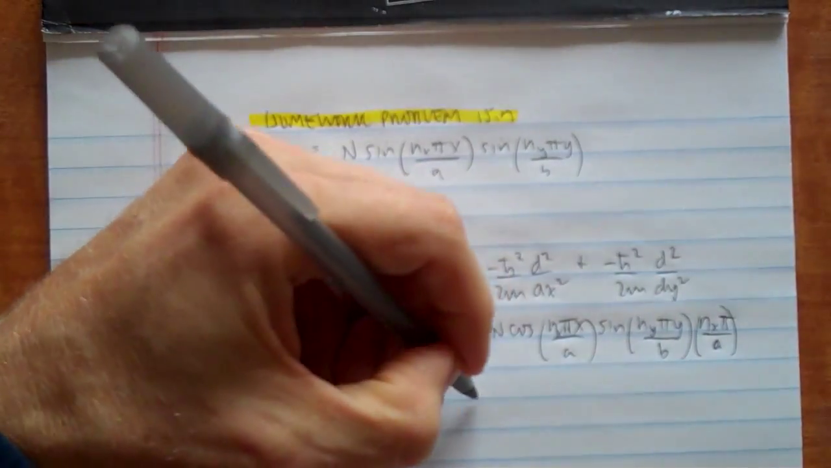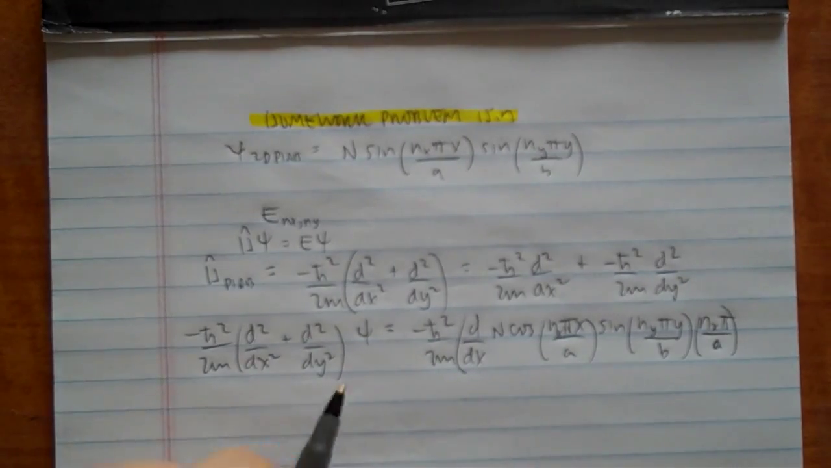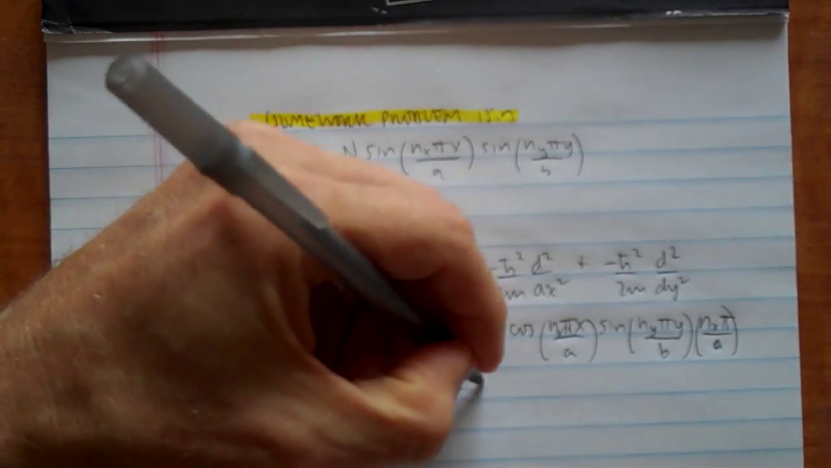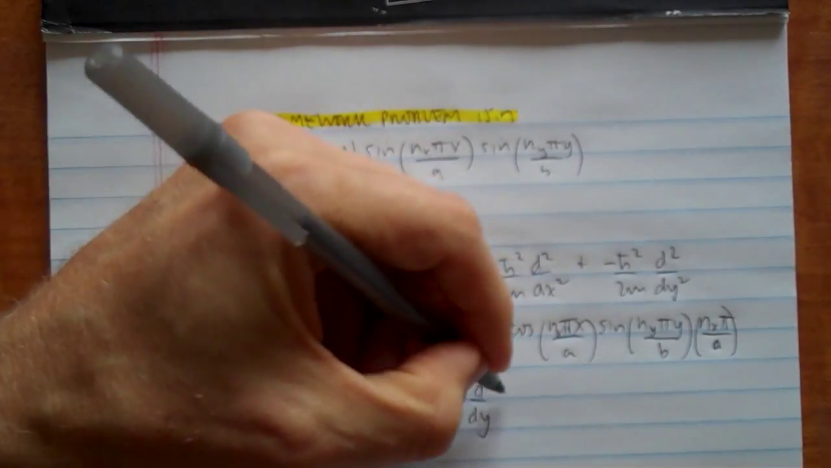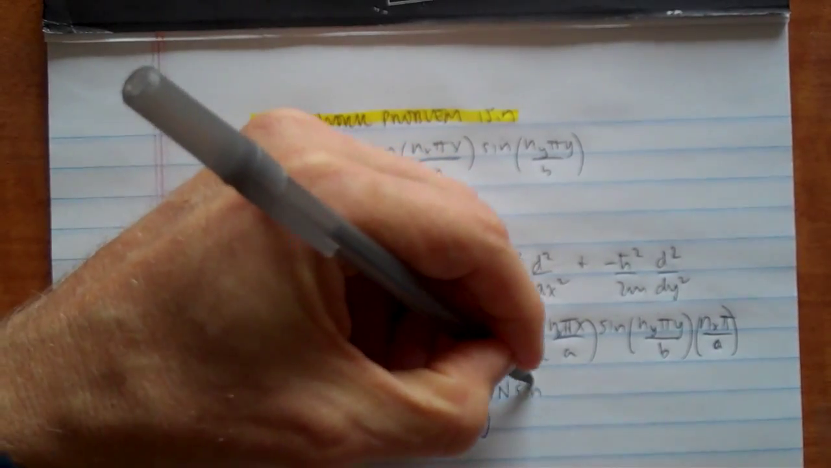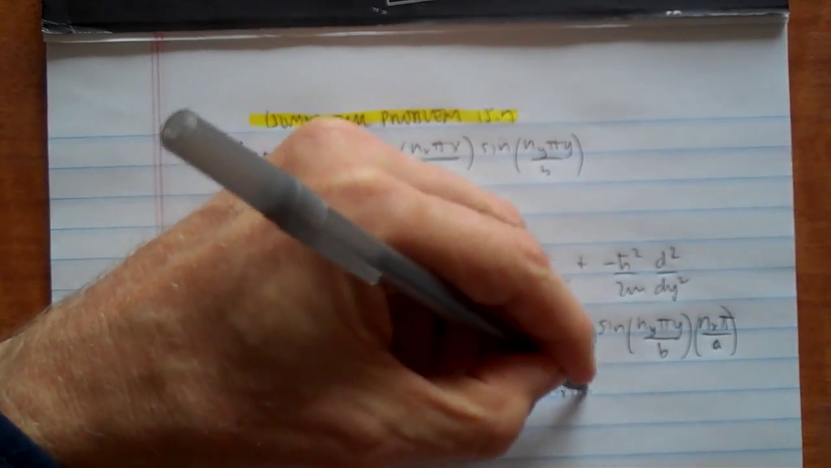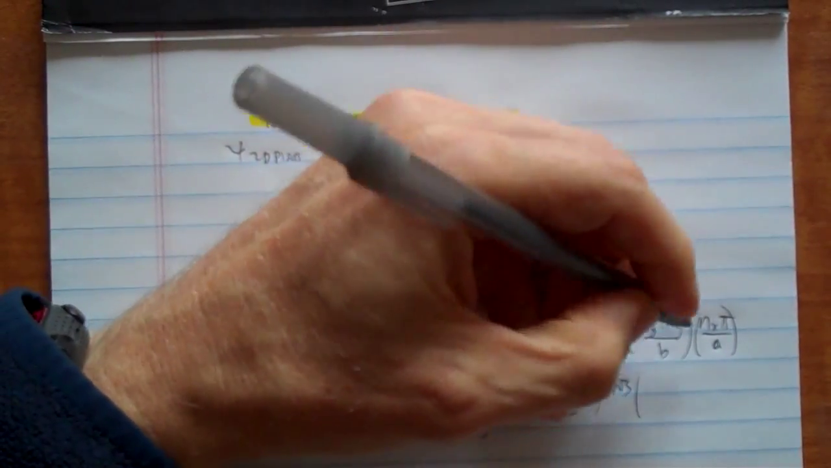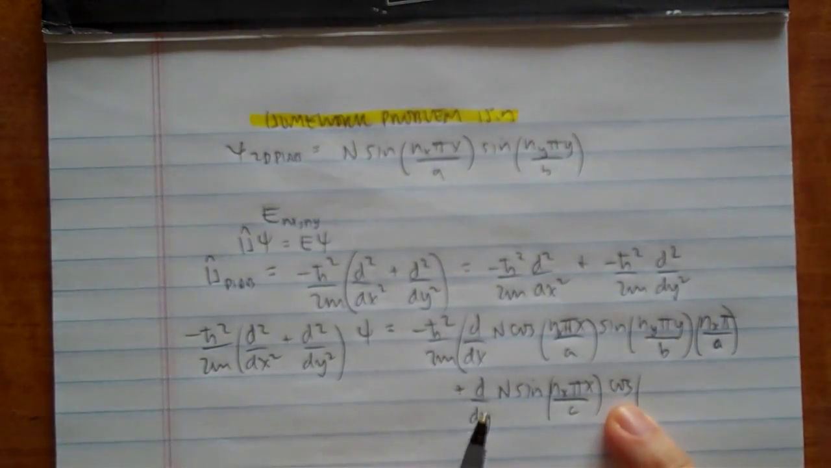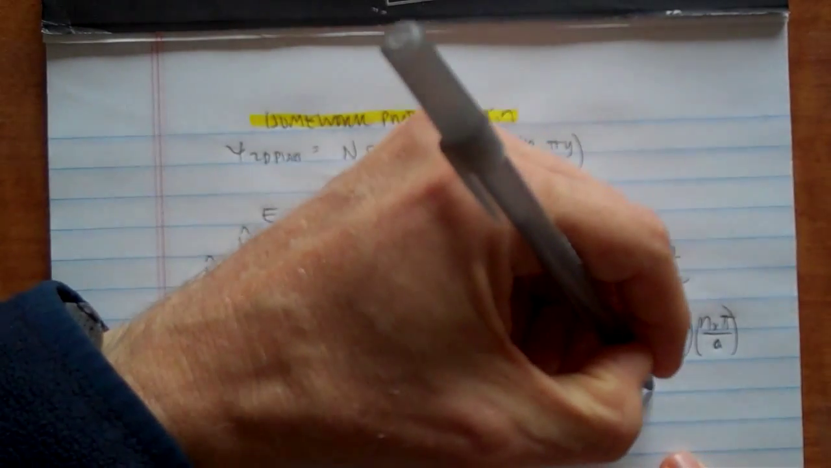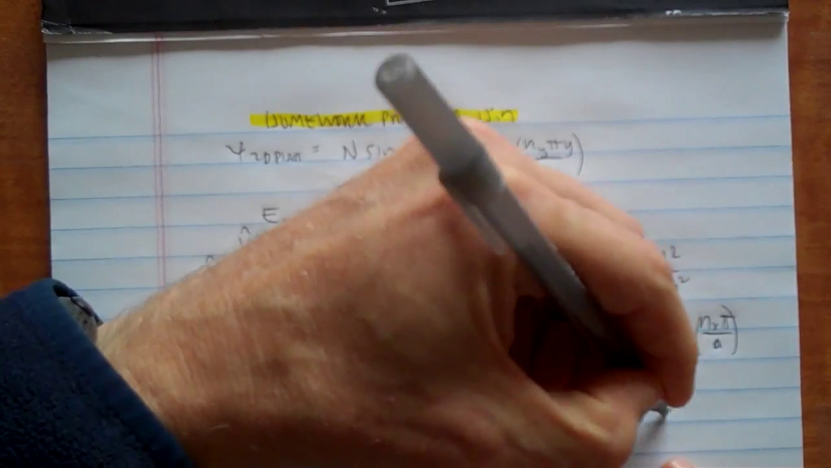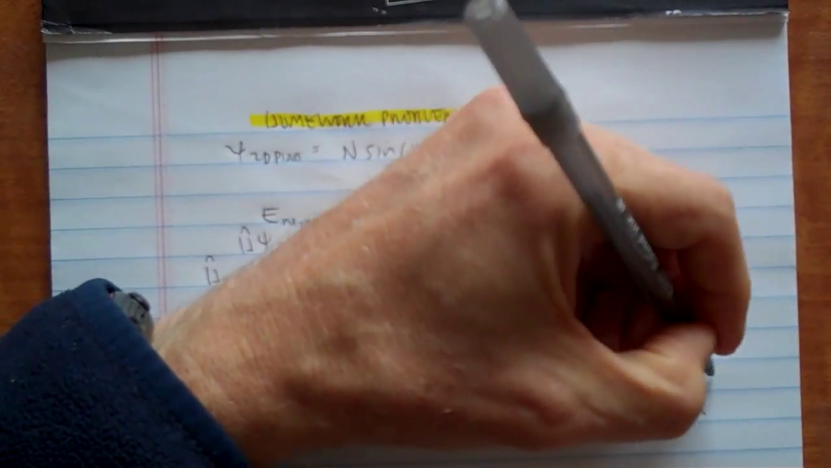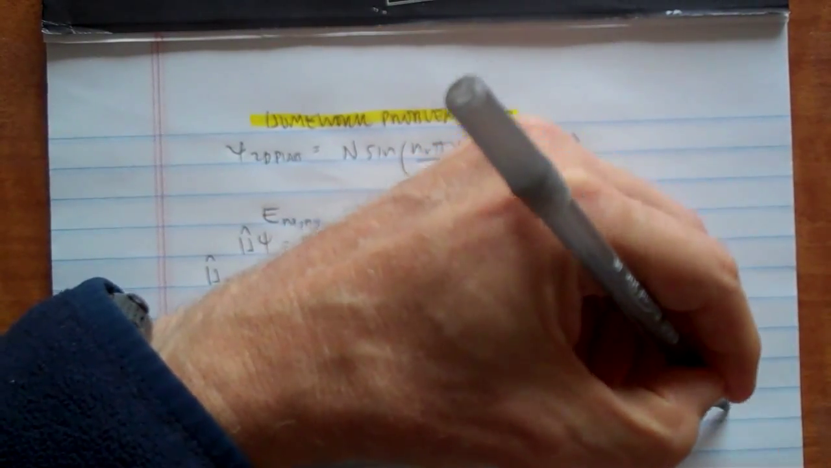Okay? Plus d dy of N sine of nx pi x over a cosine, because I've already taken, this is the first derivative, and here's my second one, right? But I'm taking the first derivative first. Ny pi y over b, and then ny pi over b.